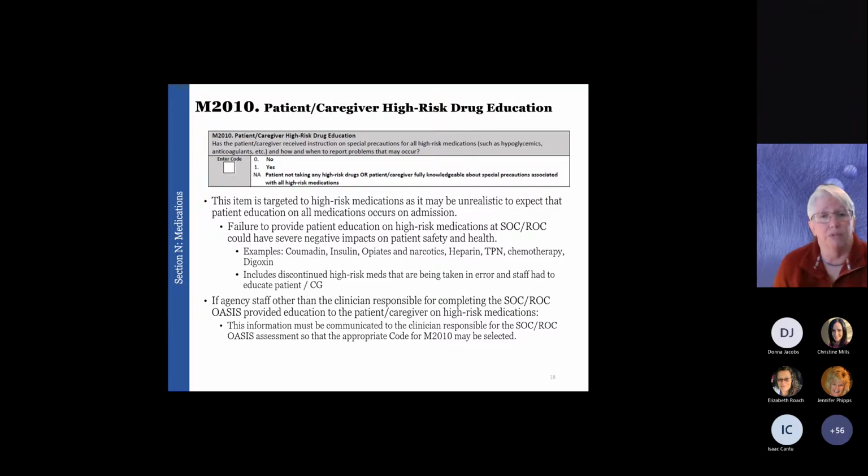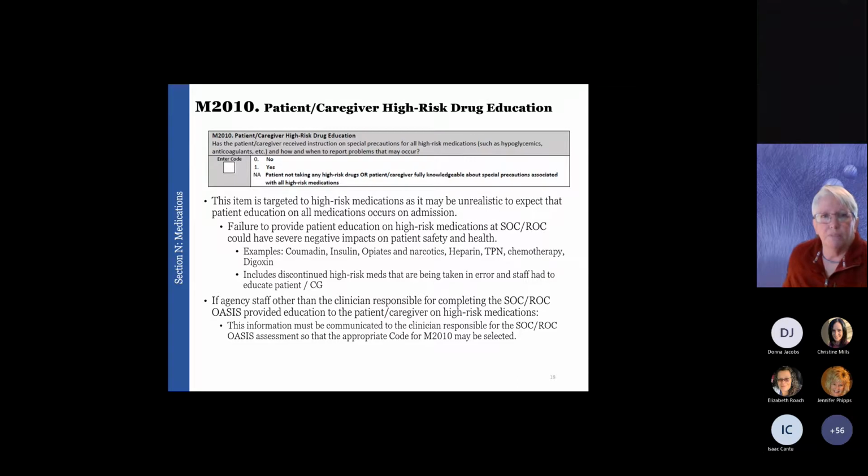There's such an importance placed on these high-risk drug meds because those are the ones that patients can really mess up, and those are the ones that can do a lot of damage if they're taking them incorrectly, avoiding taking them, or overdosing, whatever it is. So we really want to make sure that they're doing a good job taking them correctly. We're looking at things like the Coumadins, insulins, opiates, et cetera.